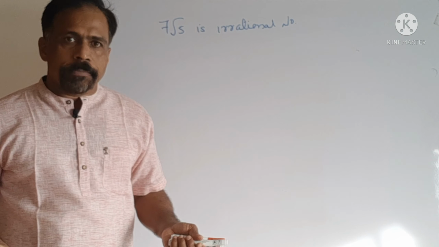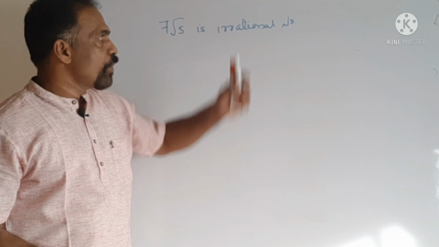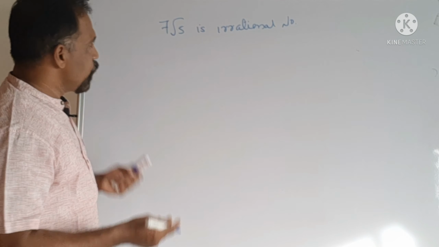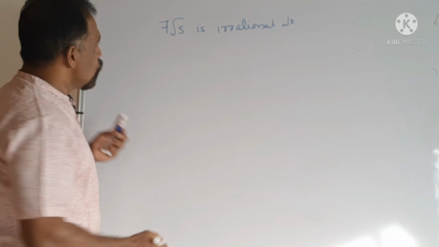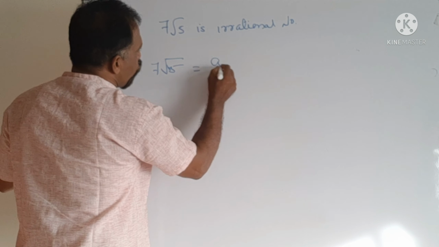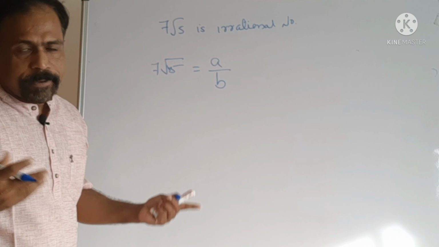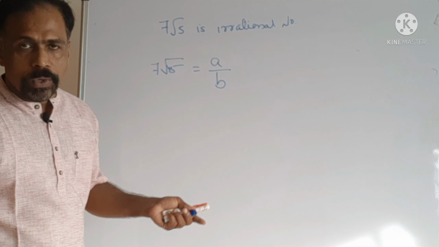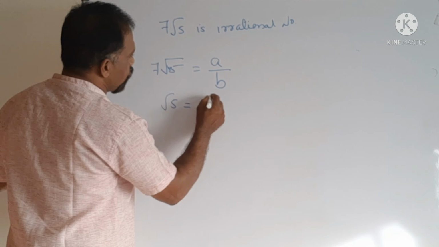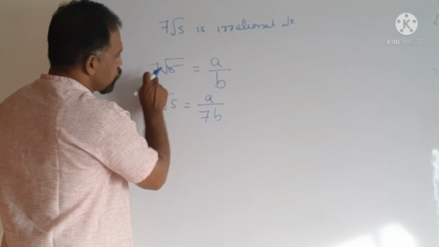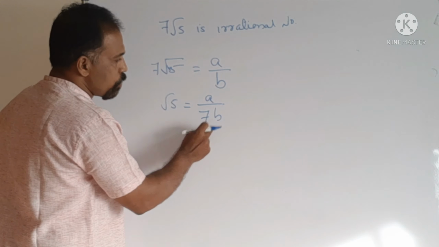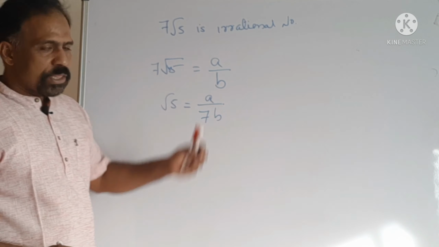Now, let us do the next question. The next question is: 7 root 5 is an irrational number. It is the same procedure. Everything is the same. We will assume that this is a rational number. So, we can write that 7 root 5 is in the form of a by b, where a and b are co-prime numbers and b is not equal to 0. Therefore, we can write root 5 is equal to a by 7b. We have multiplied with 7, so when it goes to the right hand side, it will come down. So it is a by 7b.